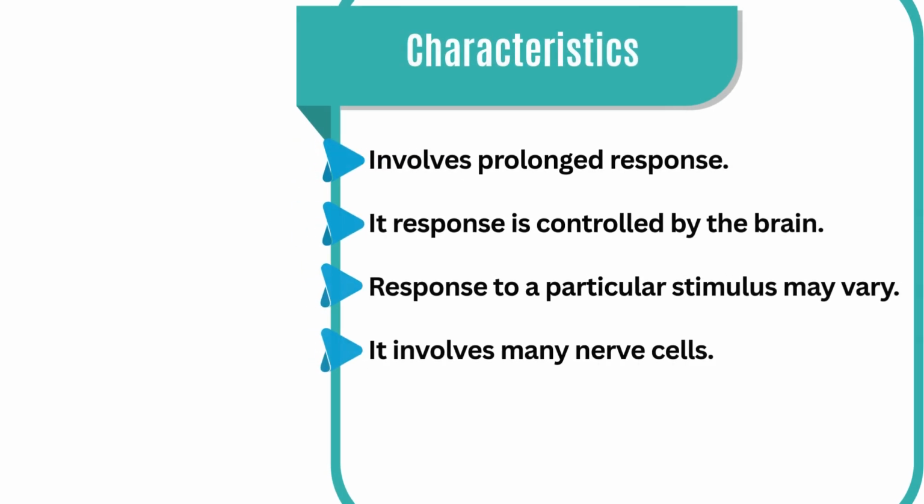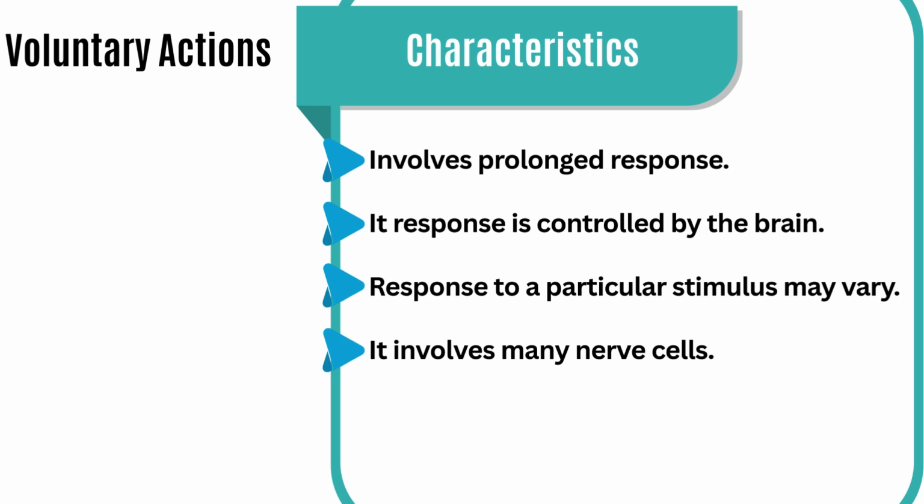Characteristics of voluntary actions. It involves prolonged response. Its response is controlled by the brain. Its response to a particular stimulus may vary. It involves many nerve cells. Examples of voluntary actions include writing, dancing, eating, driving, singing, walking, running, reading, typing, and so on.